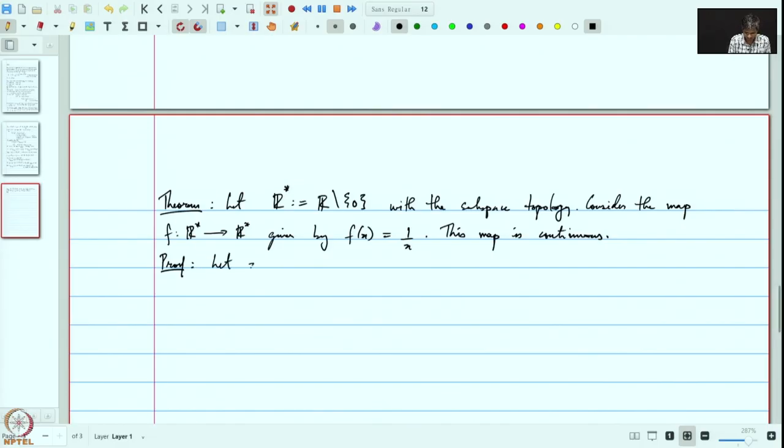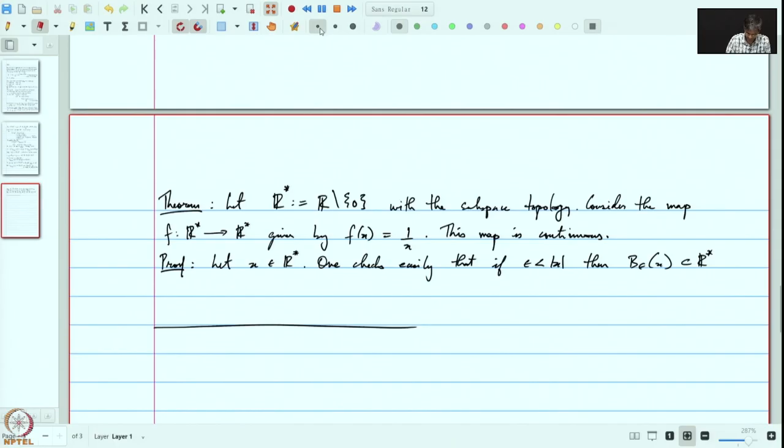Once again, let's begin with an x in R star. One checks easily that if epsilon is strictly less than |x|, then B, this basic open set, is completely contained in R star. That's obvious because, let's say, this is 0. So this is R star. We have removed 0. And if we take any x and we choose an epsilon which is less than |x|, then this neighborhood, this interval around x, will be completely contained in R star.